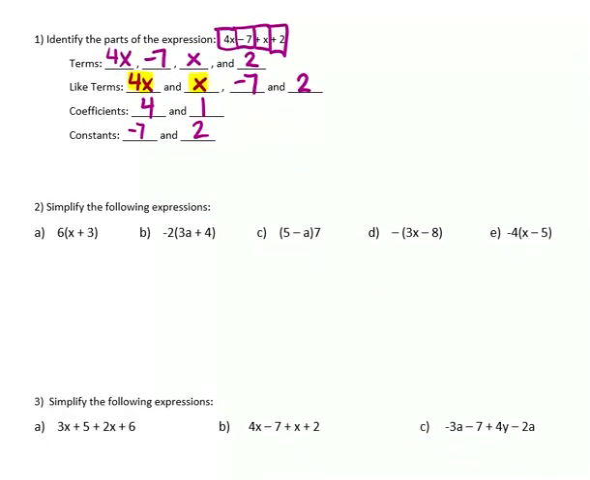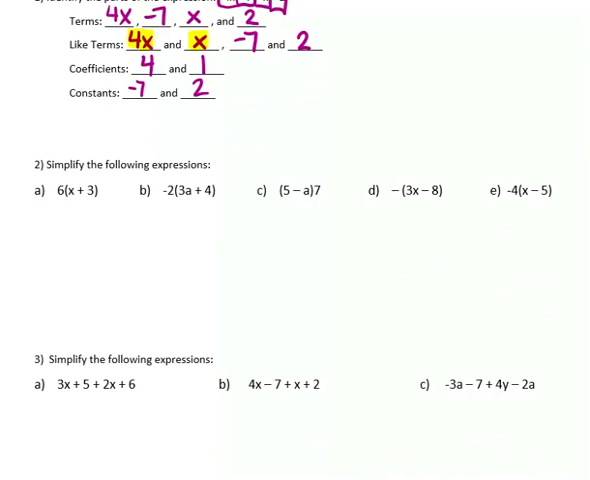Okay, distributing. We need to multiply the number on the outside with what's on the inside. So a good strategy would be to highlight each of the pieces. And for that second part of the parenthesis, I'm going to make sure I include the sign that comes with it, because that will be important. So for this one here, we're going to do 6 times x is 6x. And then 6 times a +3 is +18. They are not like terms, so you can't do anything else with them. That's your answer.